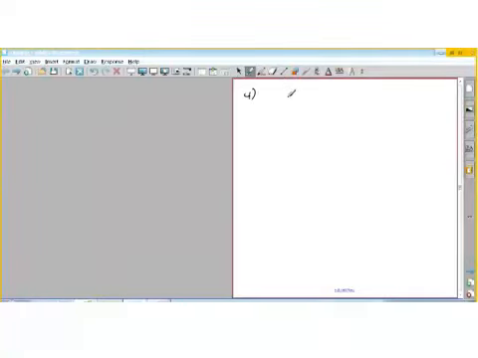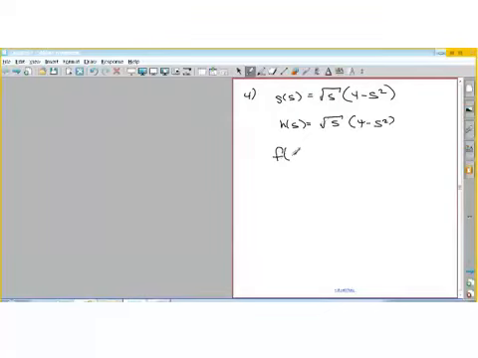Problem number 4. g of s is the square root of s times the quantity 4 minus s squared. So again, I'm going to just go ahead and change the name of the variable. And then I'll call the first term the square root of s.